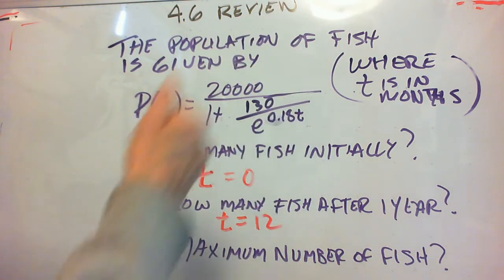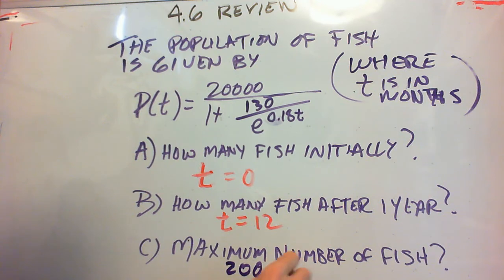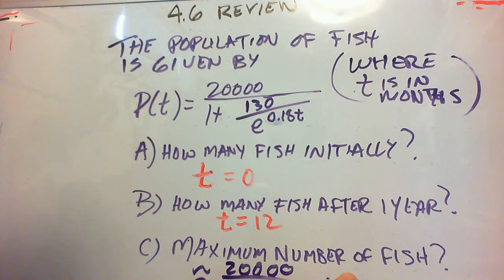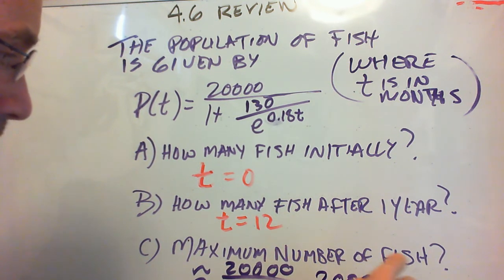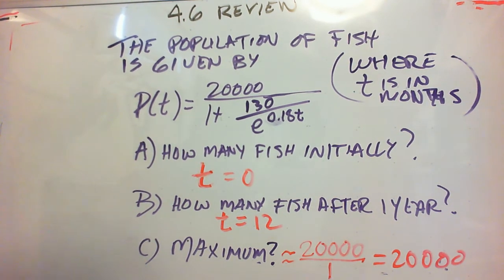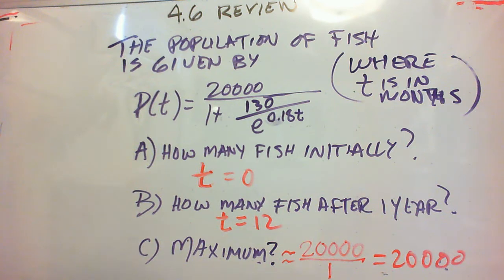If you just plug in t equal 100 or 1,000, you're going to find you have 20,000 over 1, because that fraction is going to go to 0. So your maximum is going to be 20,000. And there I've written it so you can see it was off my board on the bottom. 20,000 over 1 is going to go to 20,000 because that fraction is going to go to 0.